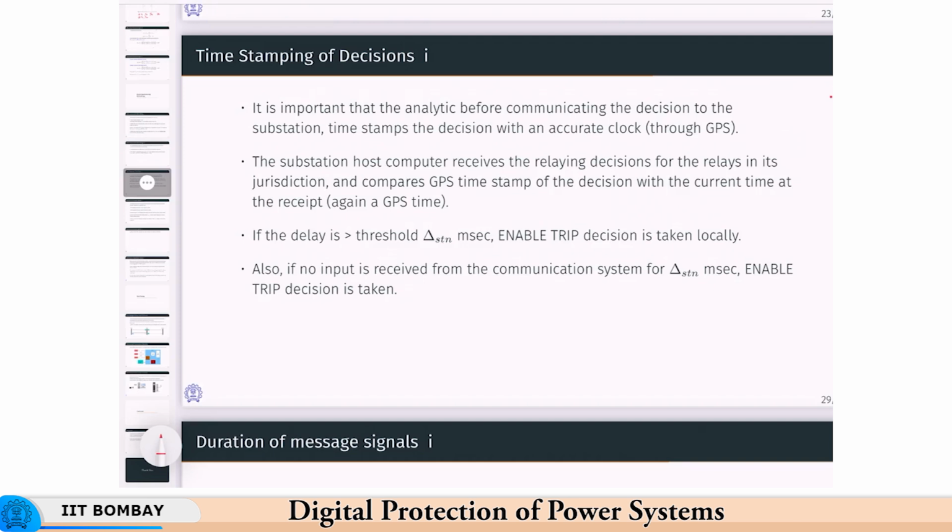Okay. So if the delay is greater than the threshold, then it makes out that this decision is not a current decision, and then it goes to the default setting, which is enable trip. So it will not take any assert trip or assert block decision. Also, if no communication is received, then it assumes the default state, which is the enable trip decision.